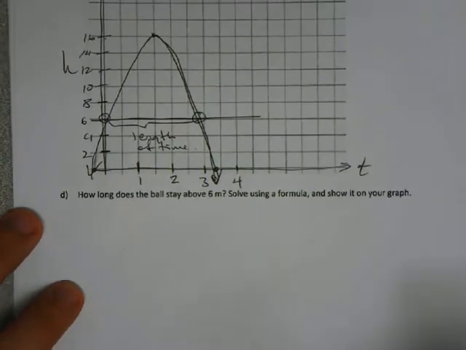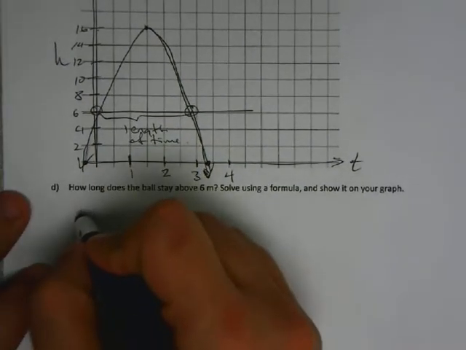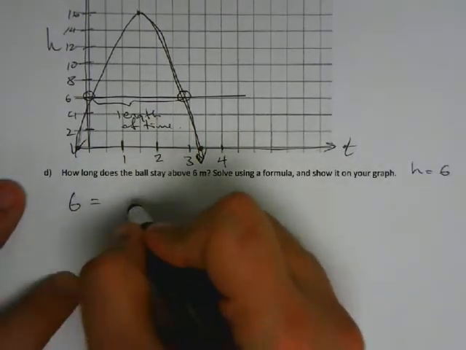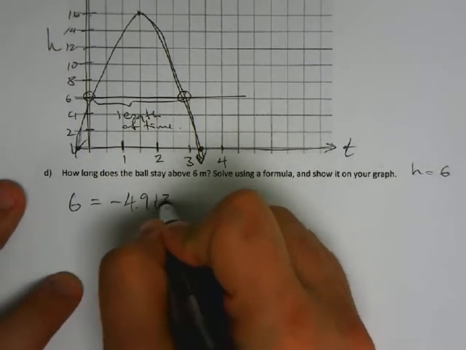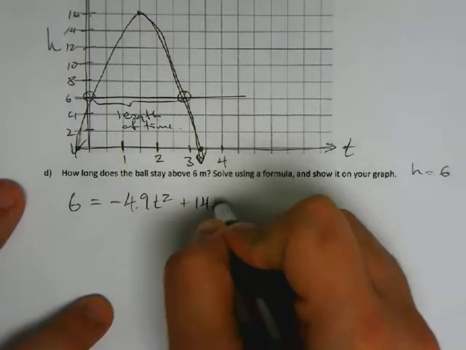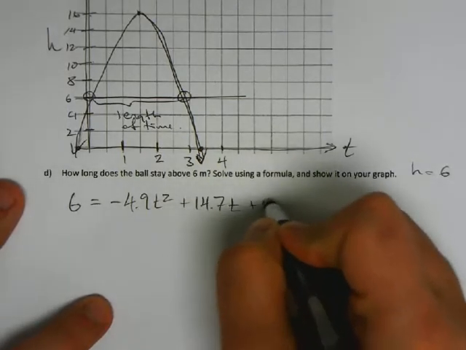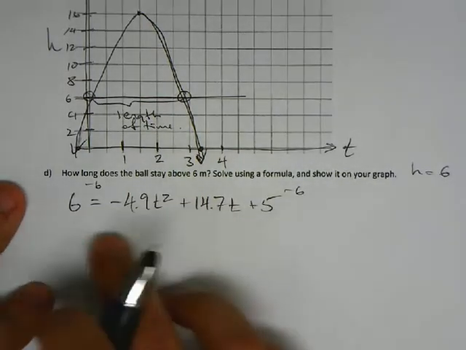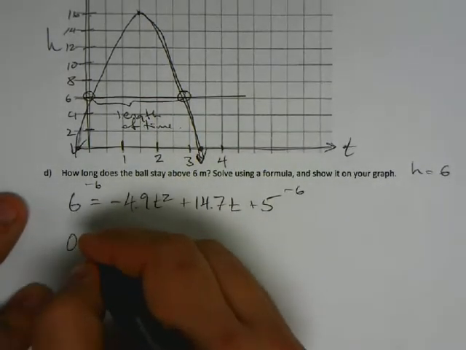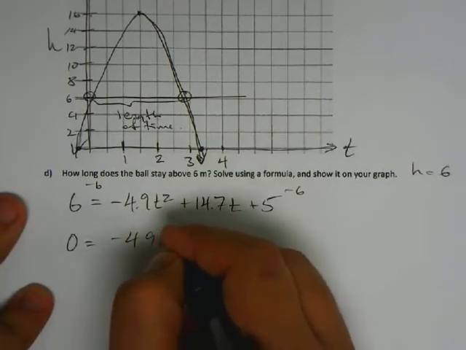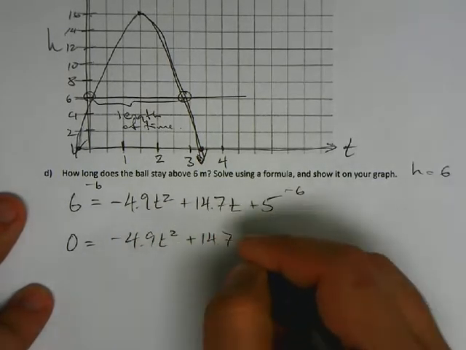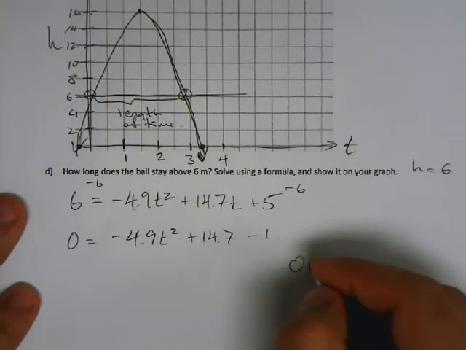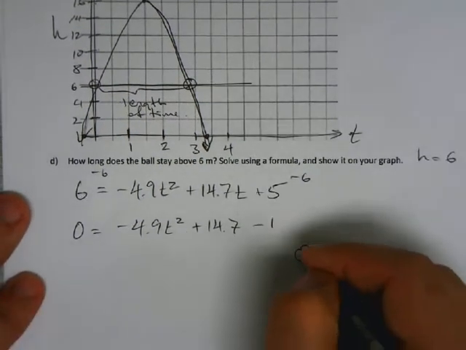All right. So now let's do it using the formula. So the height is going to be 6. And I can say 6 is equal to negative 4.9 t squared plus 14.7 t plus 5. I need to subtract 6 from both sides because the only way I can use the quadratic formula is if I get rid of that and I make it 0. So negative 4.9 t squared plus 14.7 t minus 1. I can use my quadratic formula and I get the answers.